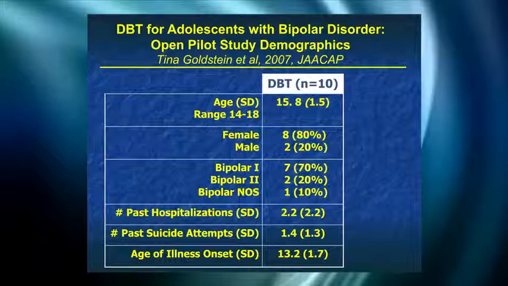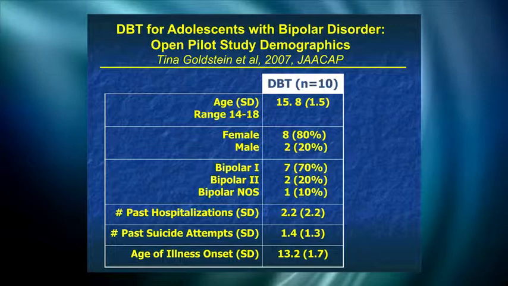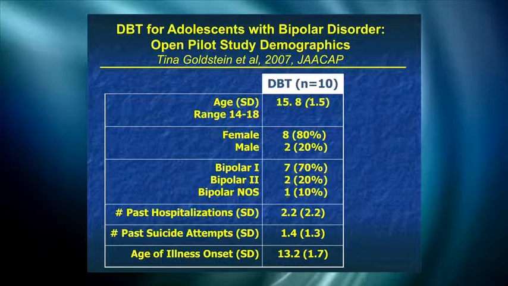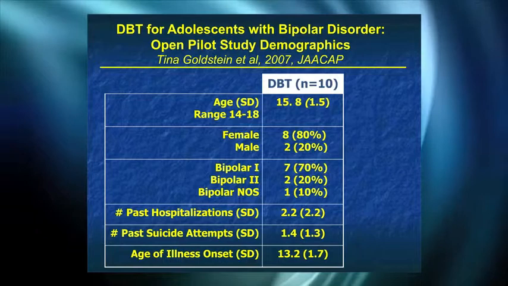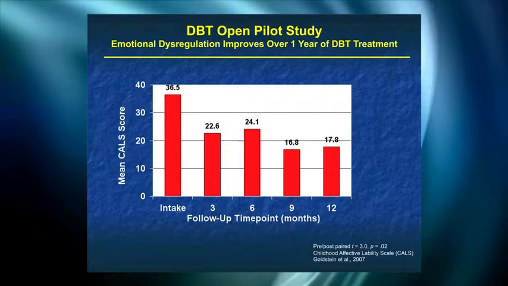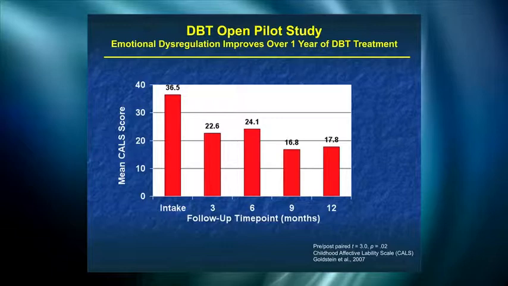The one research group that I'll review that's a little bit different is dialectical behavioral therapy. I won't go into the details of DBT, you probably know a bit about it, but this is a little bit of a twist on the CBT perspective. And Tina Goldstein at the University of Pittsburgh is studying this, and she has 2 open label trials. I'll share with you just some quick results from her first N of 10 open label trial. It had 14 to 18 year olds, predominantly female, and you see the BP1, 2, and NOS split. These are kids who had hospitalization, suicide attempts, and average age of illness onset was 13. You see that over time, their mean scores on emotion dysregulation were improving, as were their suicidality ratings.